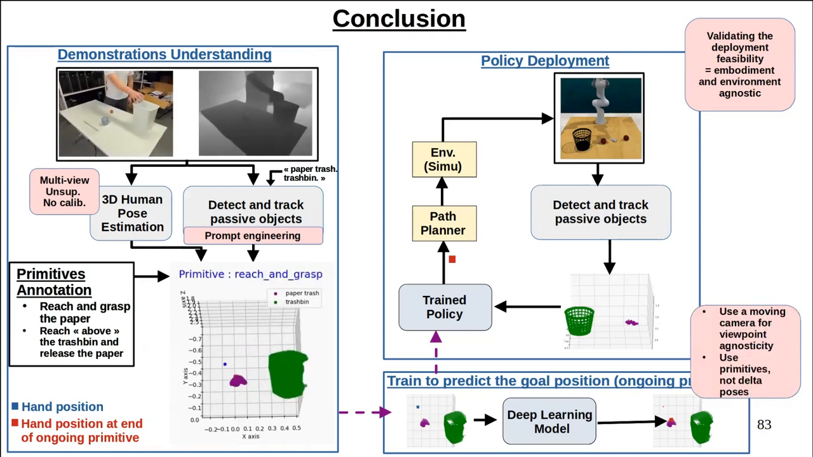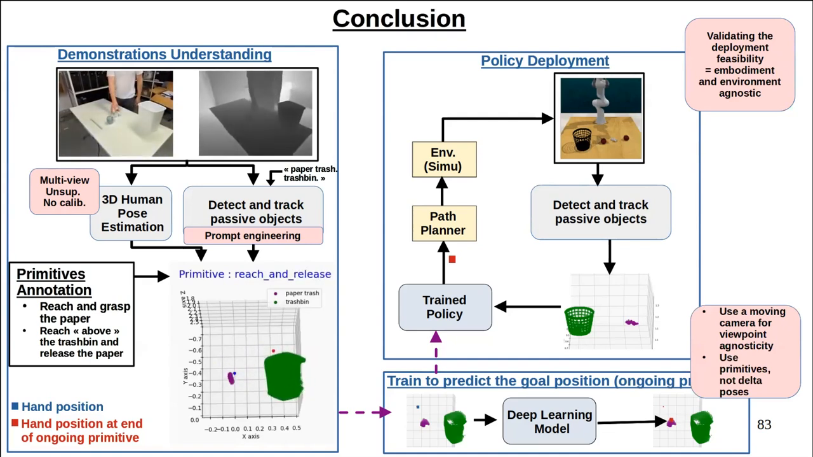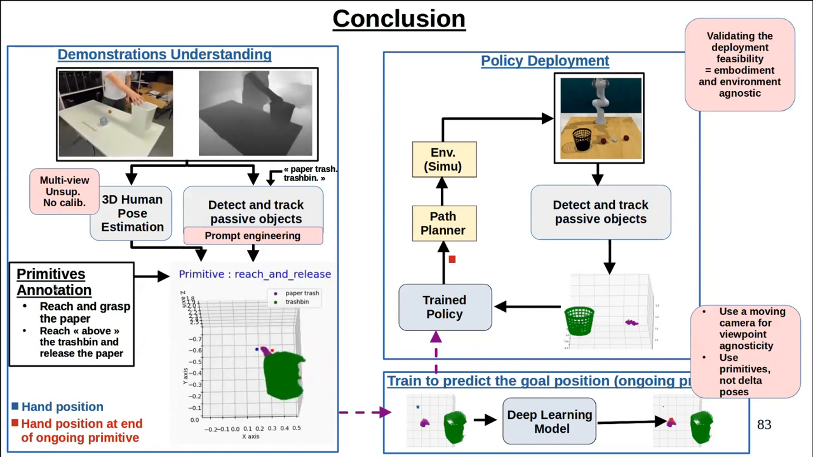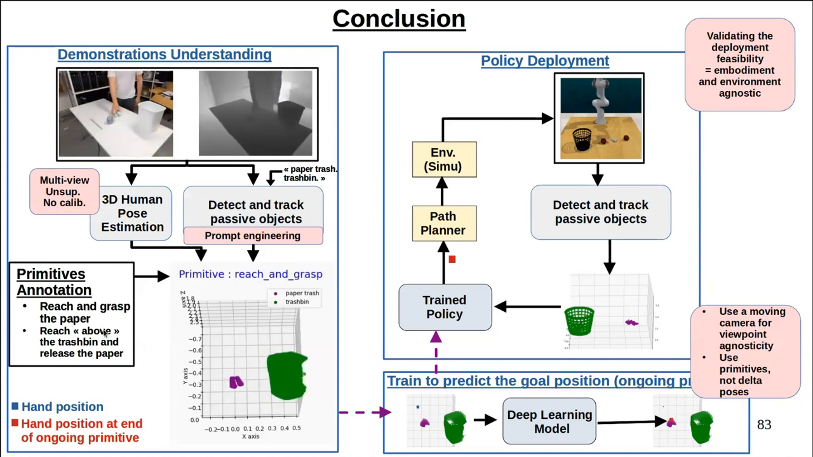Then we also highlighted that having a moving camera during the demonstration collection seems crucial if you don't want to have a model that is overfitted to a single viewpoint. And lastly, using the primitives that we annotate, such as reach and grasp the paper or reach above the trash bin to release the paper, was also crucial to achieve a non-zero success rate, basically.